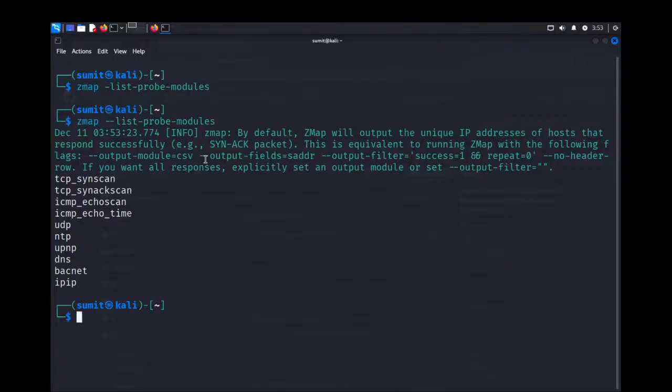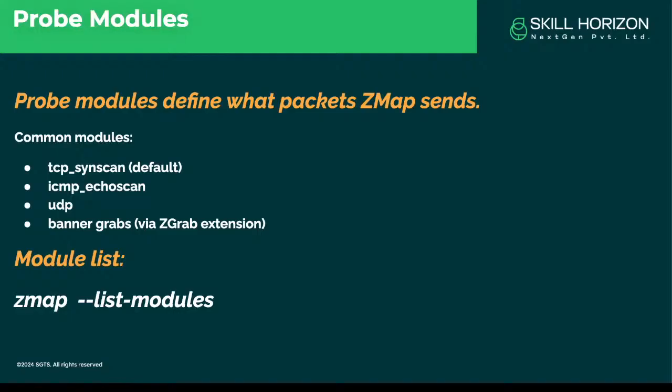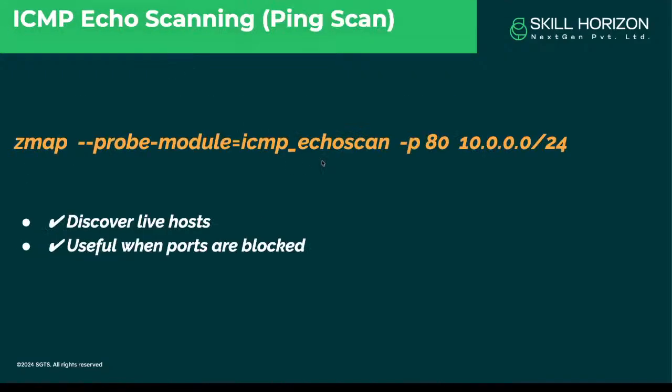If you do not want to send the SYN packet to your targets, and you want to scan your target with some different methods, suppose you want to use a UDP scan or a SYN ACK scan, you can use those probe modules. Now, if we talk about the commands for these probe modules, you need to see this. This is the simple option, ICMP echo scanning. Suppose you want to use the ICMP echo scan probe module, so you have to provide the probe module.